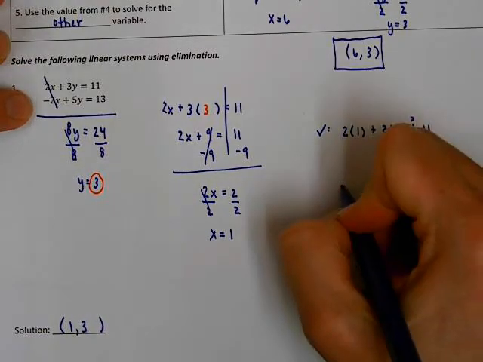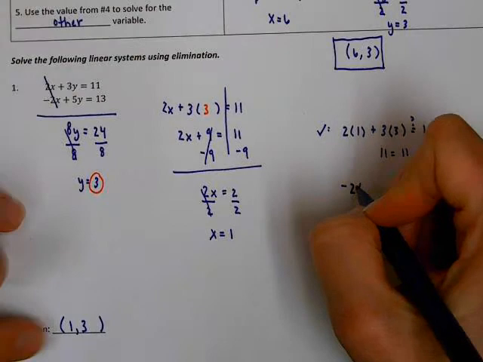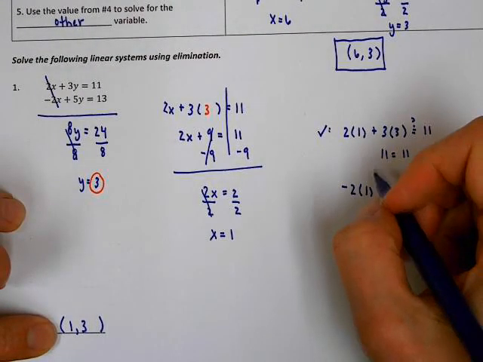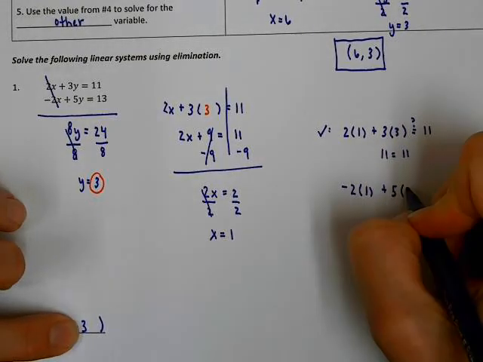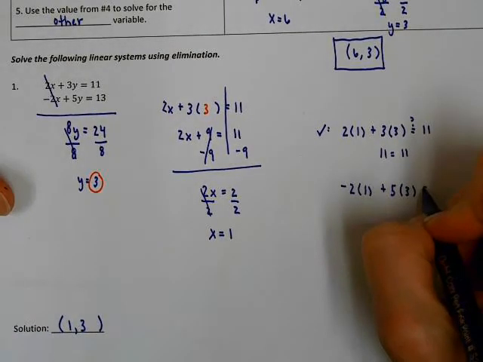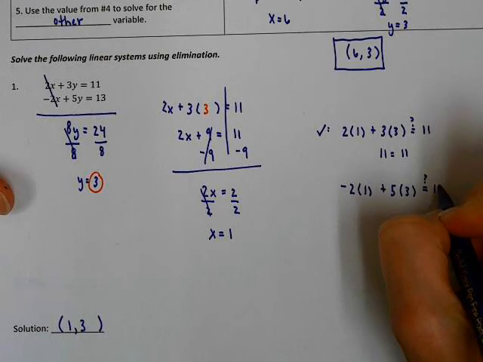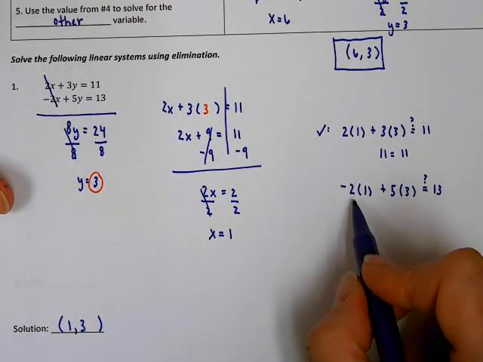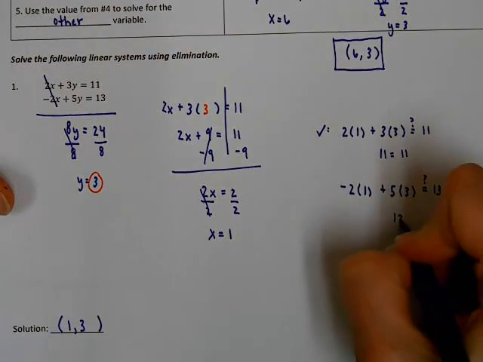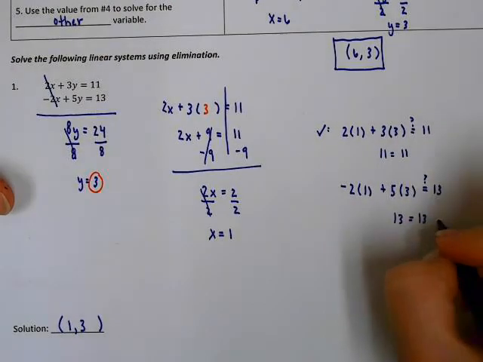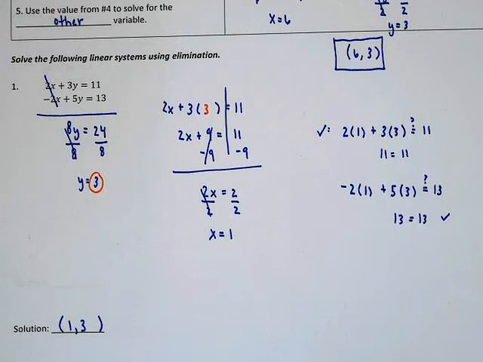And then I've got negative 2 times my x-coordinate, which is 1, plus 5 times my y-coordinate, which is 3, and that should be equal to 13. So again, I can use my calculator, but I get negative 2 plus 15. That's going to give me 13 equals 13. And again, I know my solution is correct.